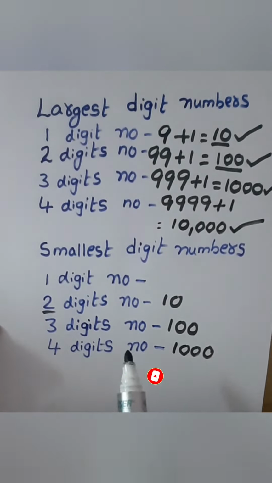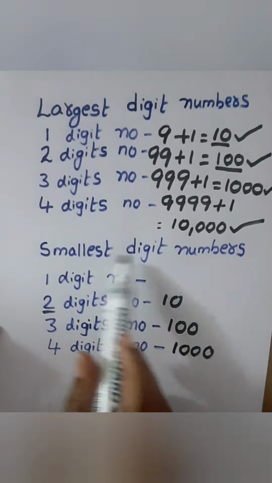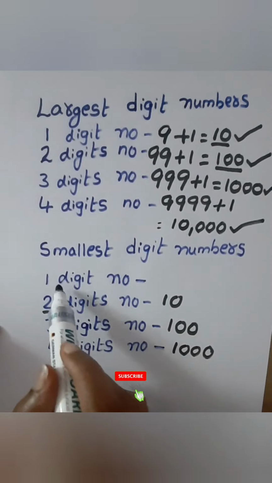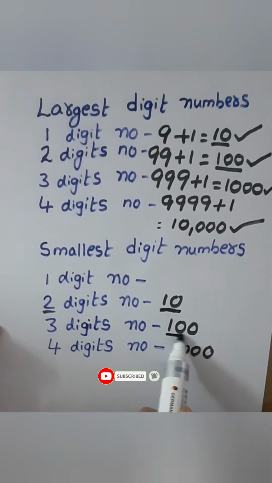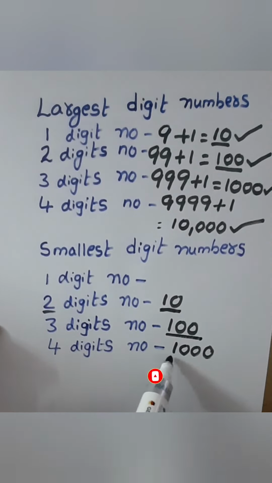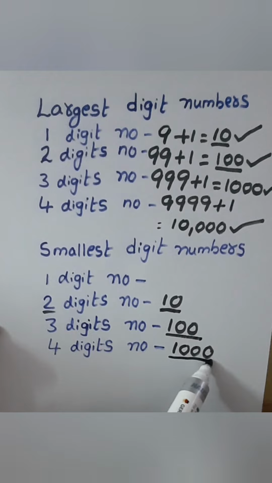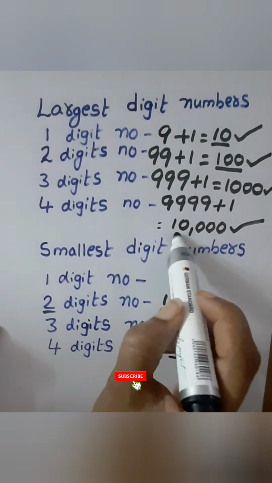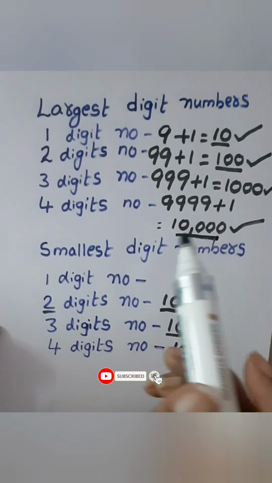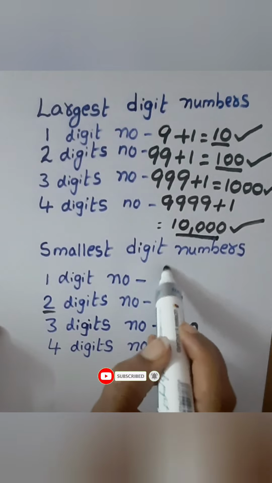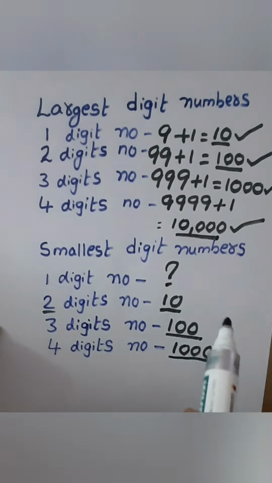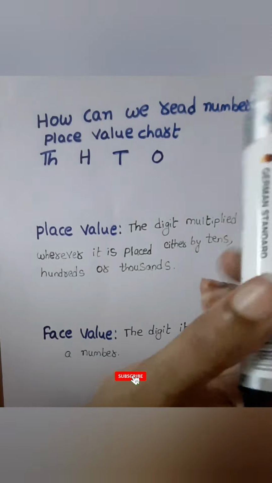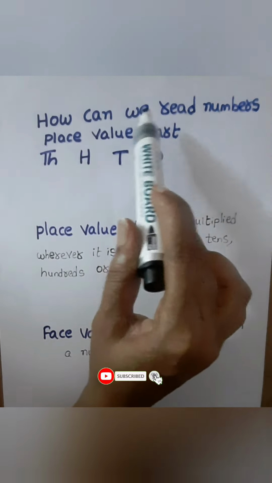Okay, got it? And smallest digit numbers. Smallest two-digit number 10. Smallest three-digit number 100. Smallest four-digit number 1000. Smallest five-digit number 10,000. Can you guess the smallest one-digit number? Comment your answer in the comment section. Okay, let's get into another topic.